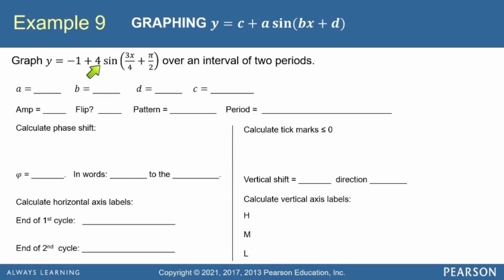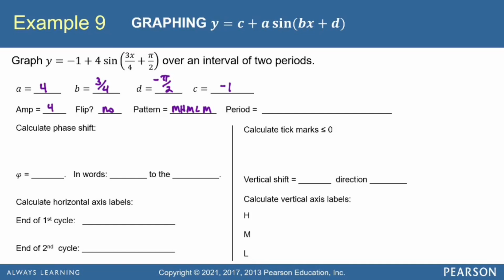So the number in the A position is 4. The number in the B position is 3/4. Notice we have a plus sign here, so the number in the D position is actually negative pi over 2. And then the number in the C position is negative 1. Okay, so now we know amplitude is 4, and because A is positive, there's no flip. The pattern will be the basic sine pattern, so middle, high, middle, low, middle.